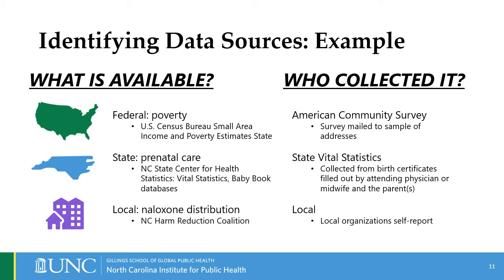Poverty data is collected nationally on the American Community Survey collected by the U.S. Census Bureau. The survey is mailed to a sample of U.S. addresses. Prenatal care information is collected by the state. The North Carolina State Vital Statistics collects birth certificate information that includes information on prenatal care. Local organizations may also collect information that could be useful for understanding your project questions. Naloxone is a medication used to reverse the physiological impacts of opioids. The North Carolina Harm Reduction Coalition collects information on naloxone distribution.